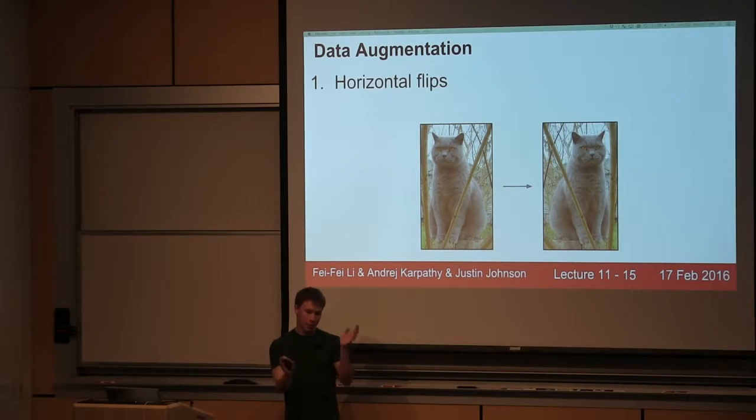The easiest form of data augmentation is horizontal flipping. If we take this cat and look at the mirror image, it should still be a cat. And this is really, really easy to implement. In NumPy, you can just do it with a single line of code. Similarly easy in Torch and other frameworks. This is really easy, very widely used.